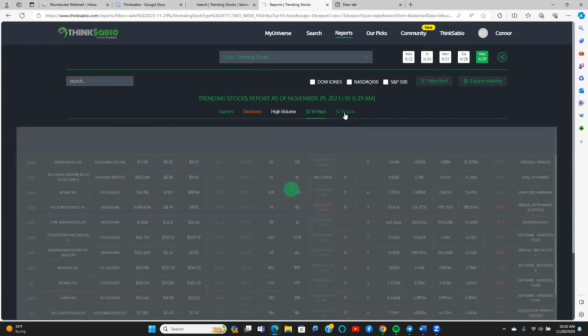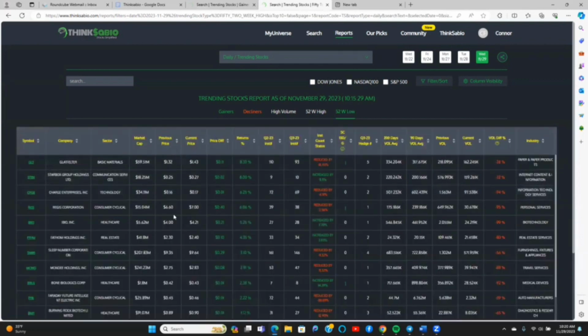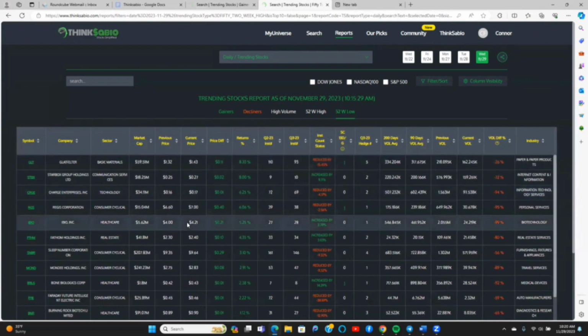And the 52-week low is kind of the contrast of that. It shows the stocks that are having the biggest decrease over the last 52 weeks, having the lowest price over the last 52 weeks or so. So basically, the previous price and the current price.